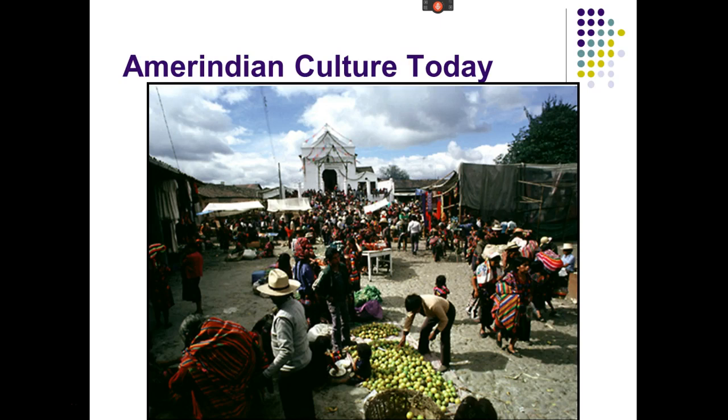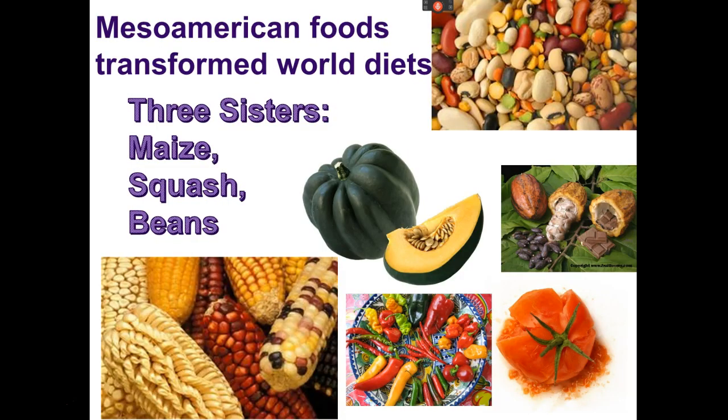As mentioned earlier, Amerindian culture continues to thrive today, especially in southern Mexico and Guatemala. One of the lasting legacies of Mesoamerican cultures is the foods that were cultivated, which transformed world diets. You can see here the three sisters defined as maize, better known here as corn, squash, and beans, but other products from cacao or cocoa to peppers and tomatoes were also important.